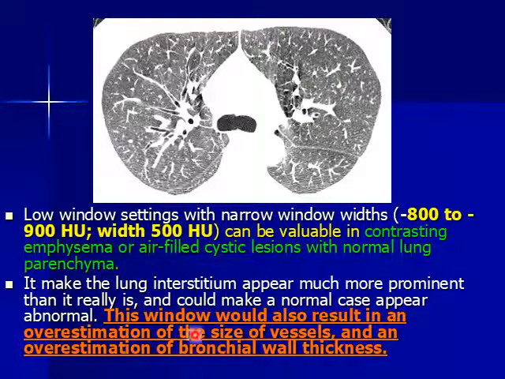What is its importance or its value? It can show areas of air trapping easily. So its value is to show areas of air trapping, and its drawback is the fallacious diagnosis of bronchial thickening.